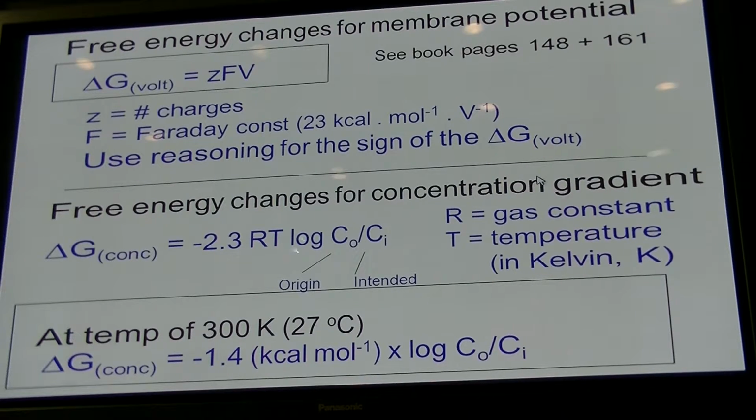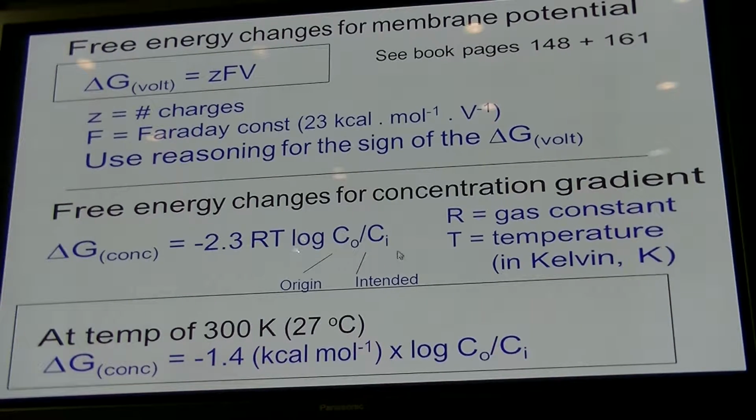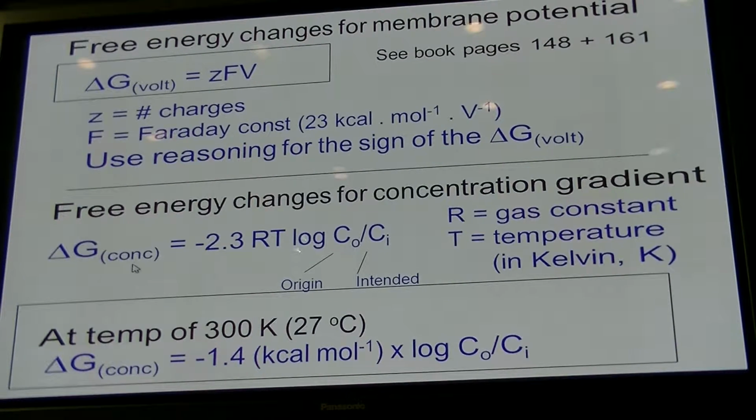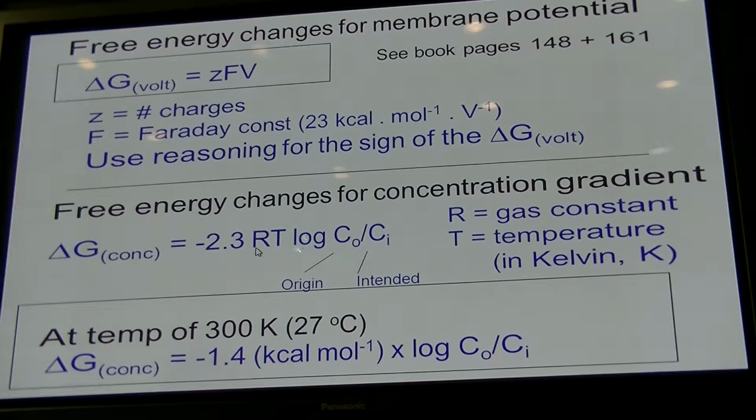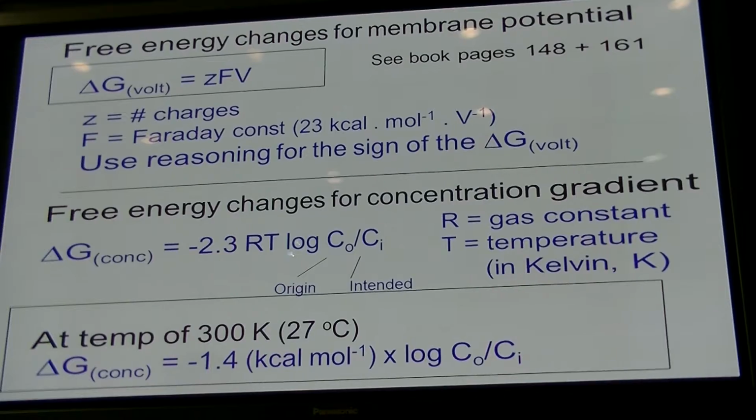Now, what about if there's a concentration difference? Then physical chemistry gives us this formula that you don't have to learn. But maybe it's interesting to look at it. What we see here, the change in free energy is proportional to this number here, negative 2.3 times R. R is the gas constant. It's something that's used to convert concentration ratios to energy levels at a given temperature.